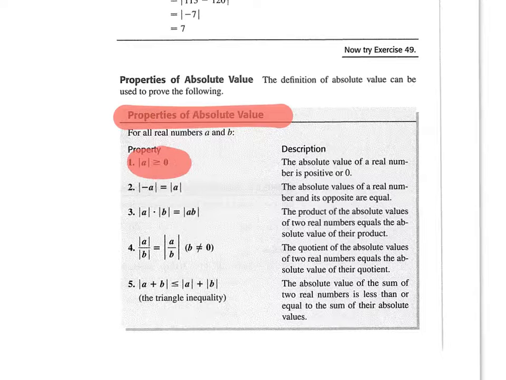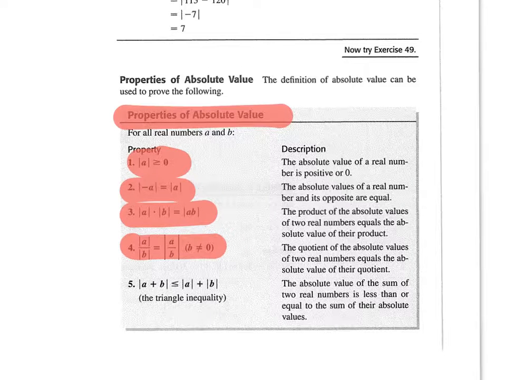So all absolute value would be greater than or equal to 0. Absolute value of a negative is just the number with the inside being positive. Absolute value of A times the absolute value of B is the same thing as saying the absolute value of A times B. Absolute value of A over absolute value of B is the same as saying the absolute value of A over B. And the absolute value of A plus B is always going to be less than or equal to the absolute value of A plus the absolute value of B.